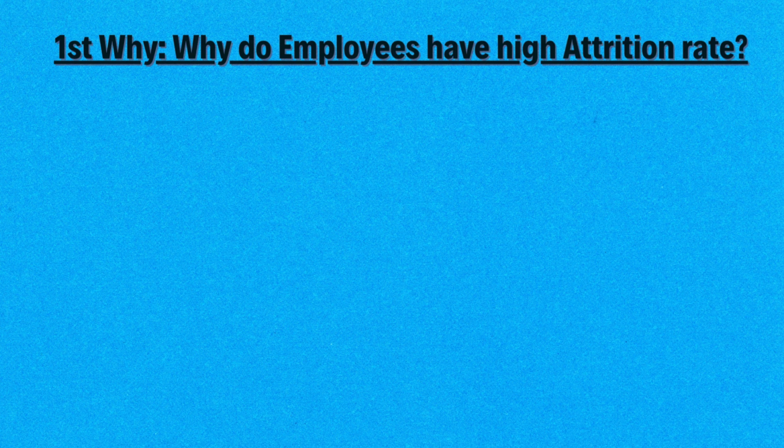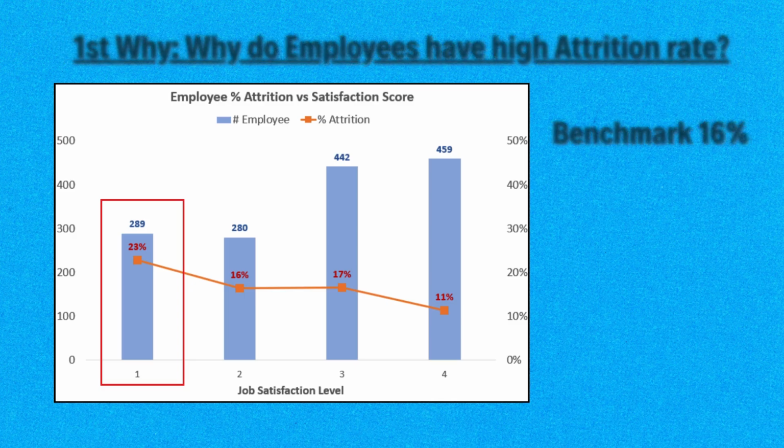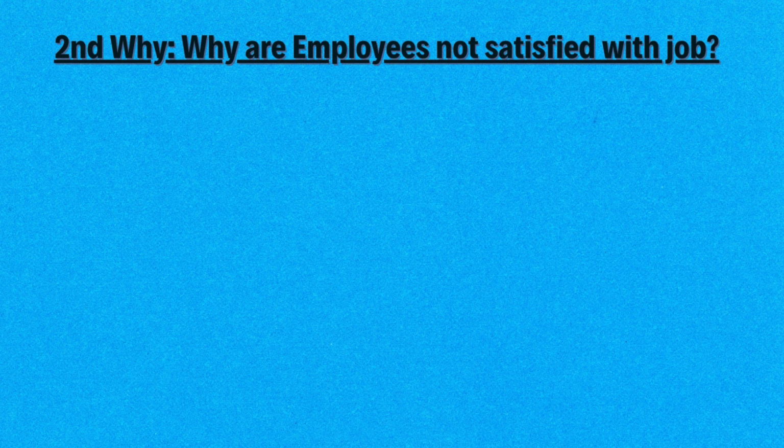To answer the first why, we can formulate a hypothesis or educated guess that could be answered by examining the job satisfaction levels with the corresponding number of employees and the associated attrition percentage. The data shows that lower job satisfaction correlates with a higher attrition rate of 23%, compared to the standard benchmark of 16%. The second why would be, why are employees dissatisfied with their job?